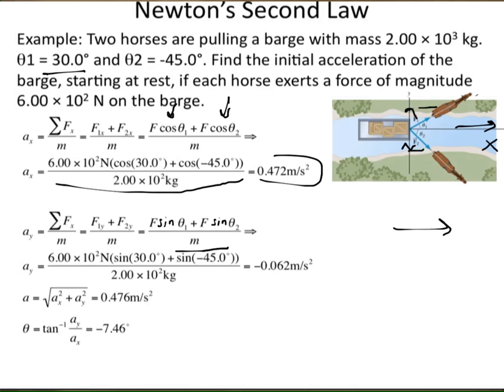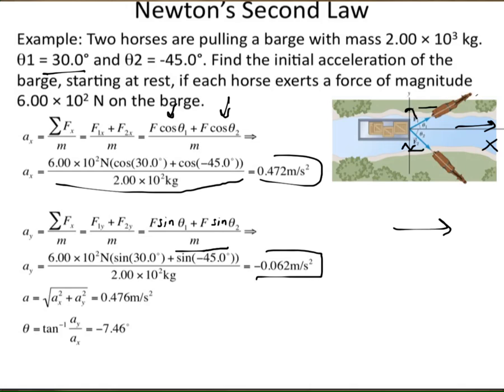This component will give you a negative contribution. The force which is pulling down has a larger y component. That's why you have at the end minus acceleration in the y direction, minus 0.062 meters per second squared.